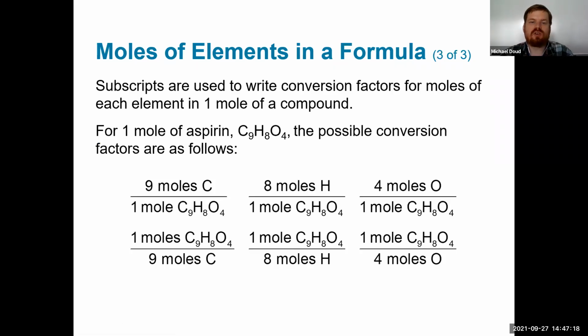Now we can use these as conversion factors. We know that we have 9 moles of carbon atoms for every 1 mole of aspirin, C9H8O4. Likewise, you could say that you have 1 mole of aspirin for every 4 moles of oxygen. These are all examples of conversion factors that you can write given a molecular formula.